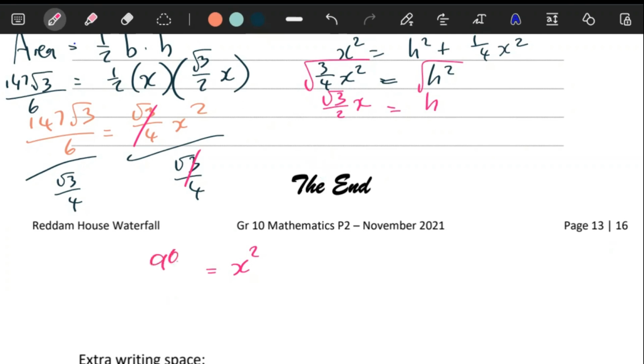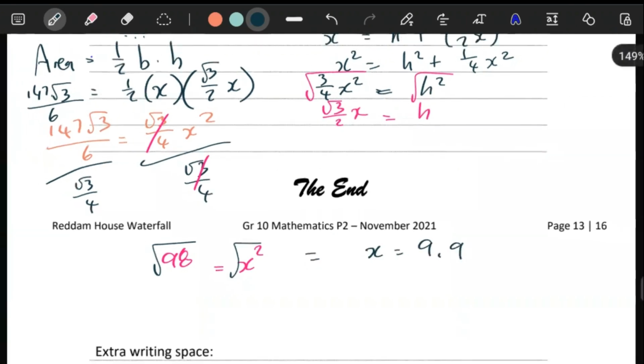Wow. Square root both sides. You then have 9.9 as the final answer. X is equal to 9.9 if you round it to one decimal place.